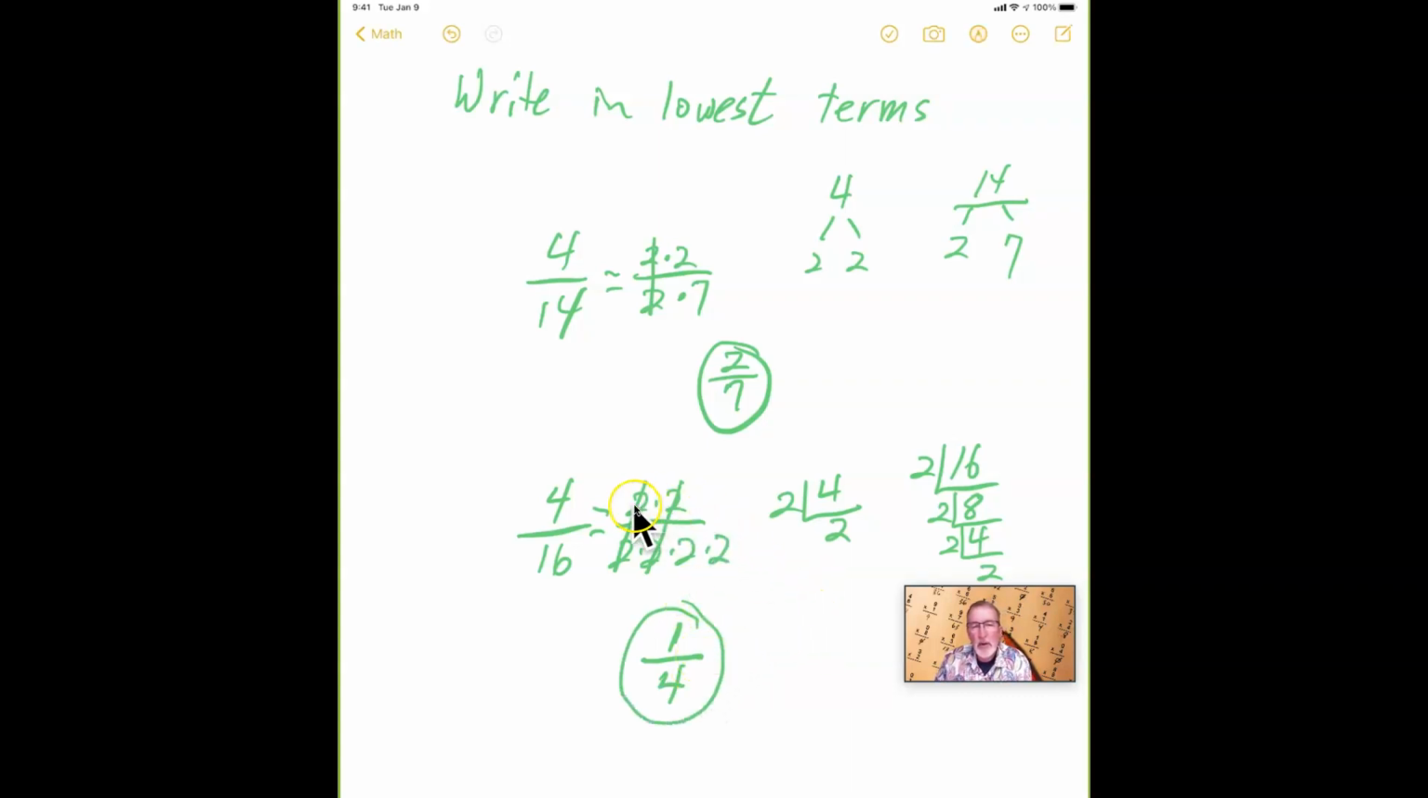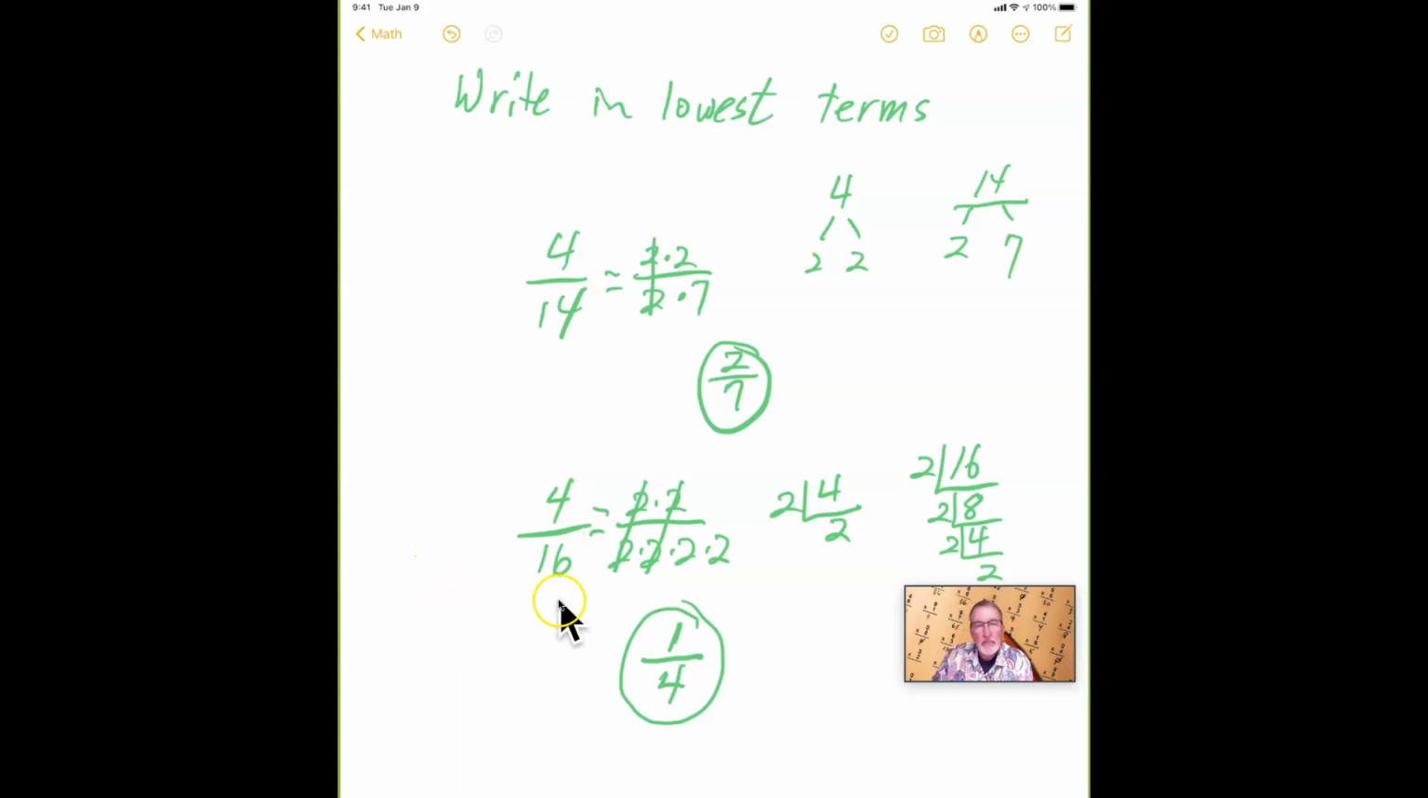And if you go back and look at the numbers you canceled out and multiply them together, this 2 times 2 is 4. And in the denominator too, it's 2 times 2 is 4. You basically just divided these two numbers by 4 and got 1 over 4, which is the lowest equivalent fraction for 4 over 16.